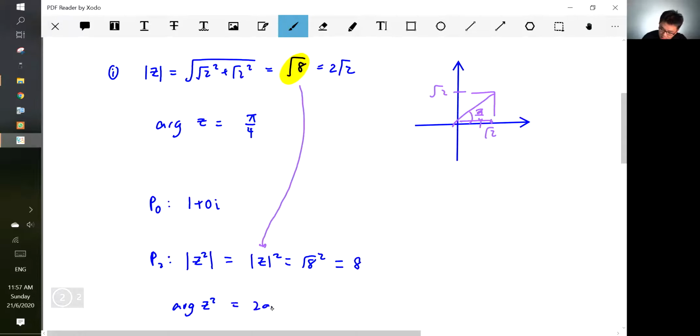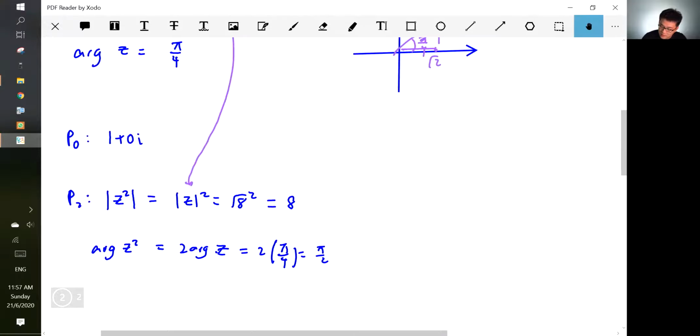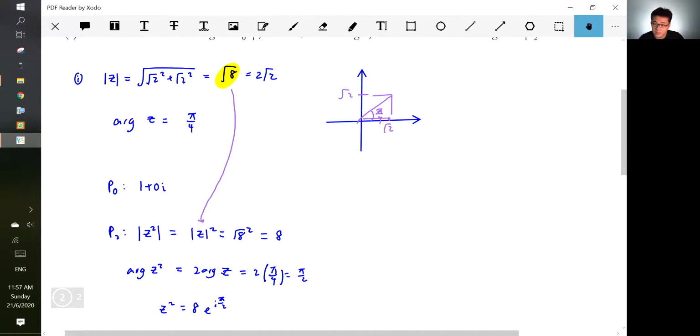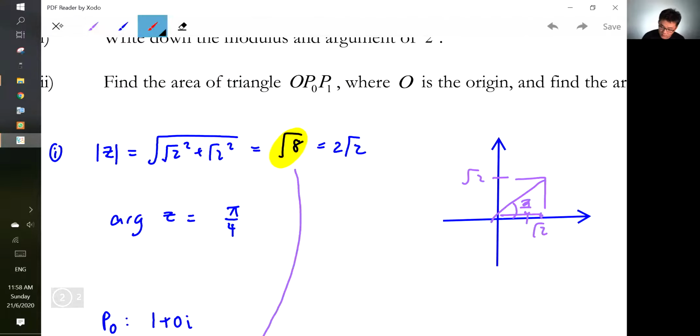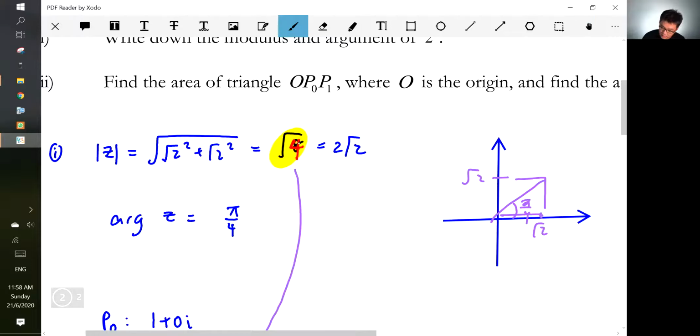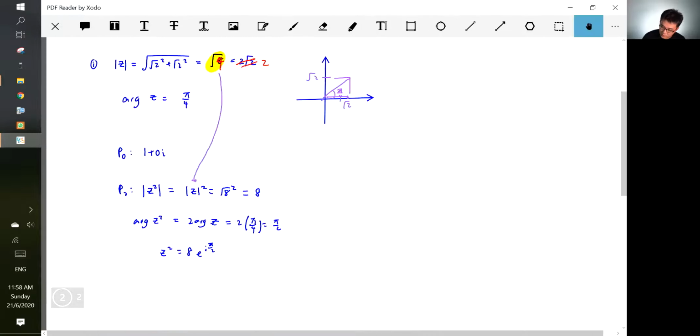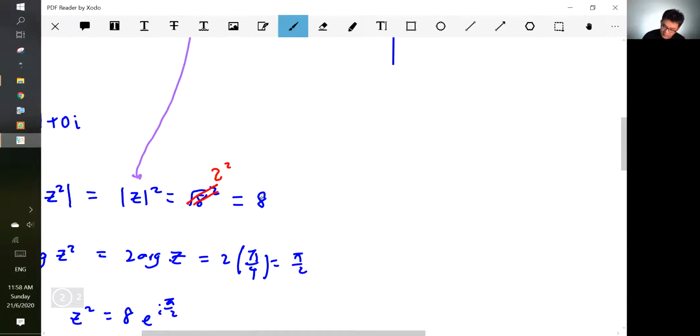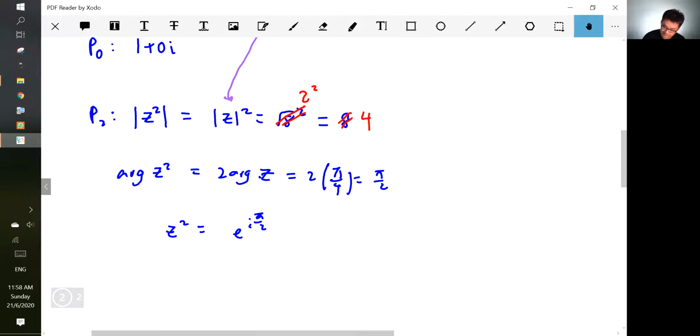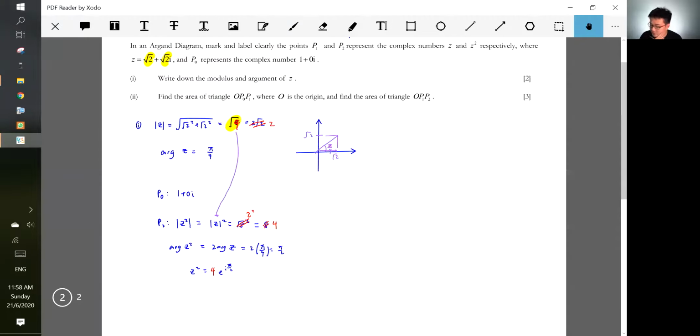Now the next part is we want to find the area. Yes, this one is 2, thank you very much. I never saw this. So this is 8, so this is 2. Great, thanks for saving me. So this is 4. Once you get that ready, you will find the area OP0P1.